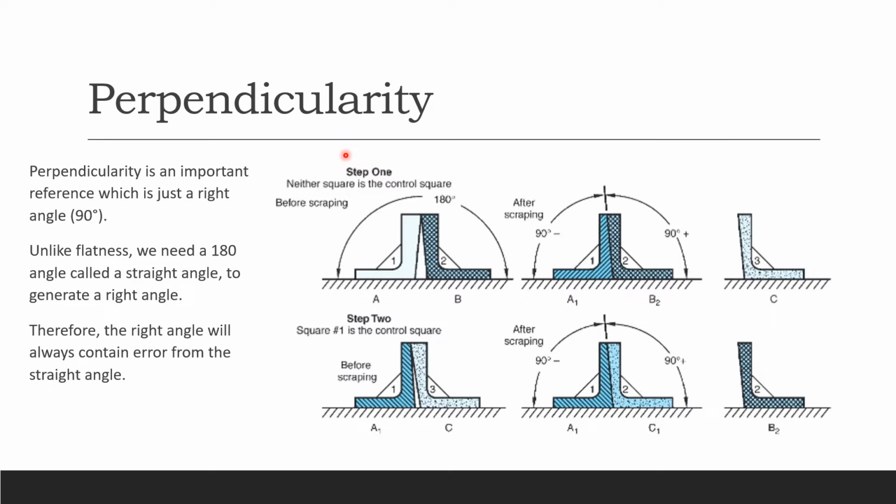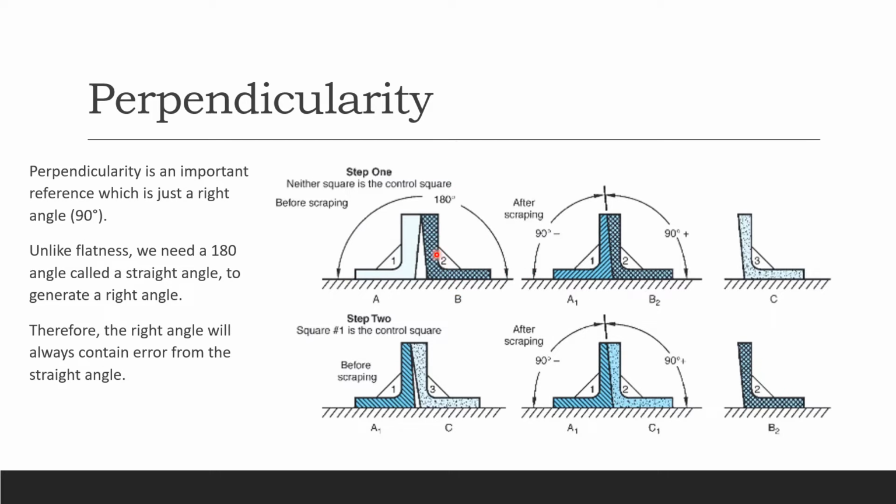Okay, perpendicularity. So perpendicularity is an important reference. So this is another thing that we are studying for surfaces. Okay, so that's another important reference, which is just a right angle. A right angle is nothing but your 90 degrees, which is like this. So unlike flatness, we're going to need 180 degrees, called a straight angle. And that is your 180 degree angle to generate a right angle.